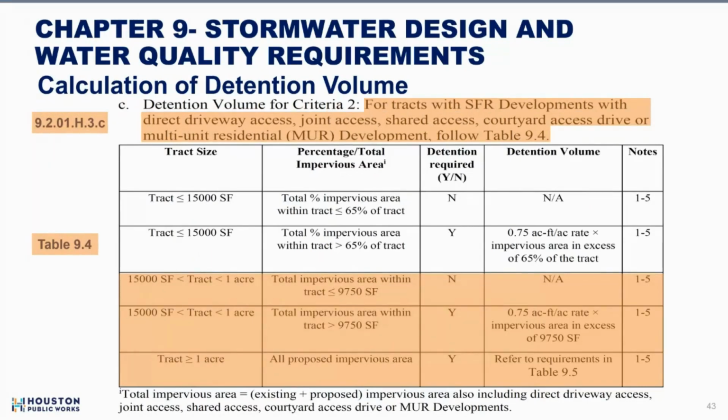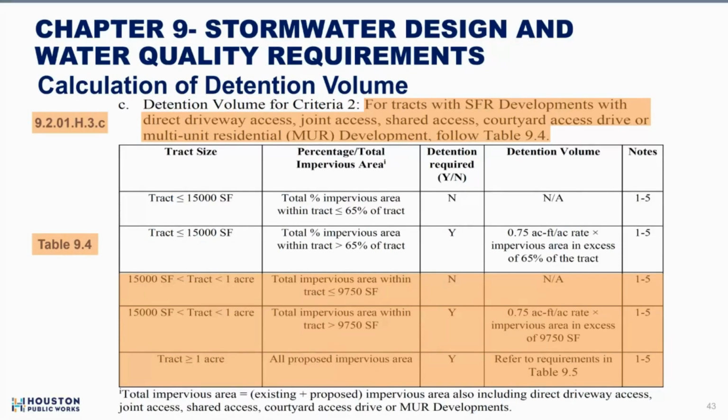Here we will talk about Table 9.4. The second table, 9.4, is for tracts with single family residential developments with direct driveway access, joint access, shared access, courtyard access drive, or multi-unit residential development. This table is used for tracts containing multiple lots. The first 2 rows are existing detention requirements. These rows are for tracts up to 15,000 square feet.